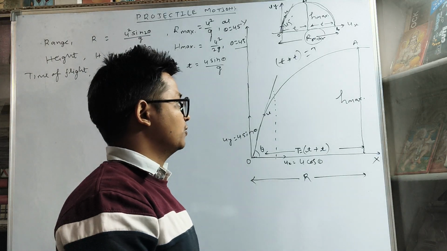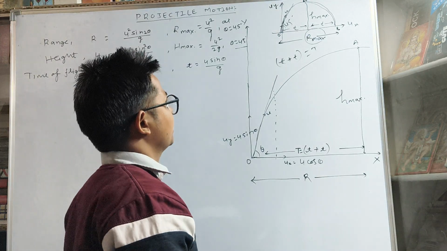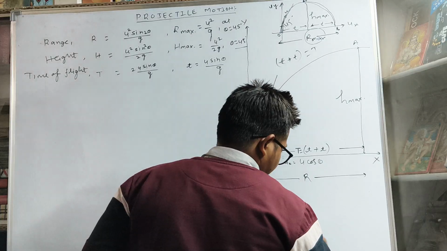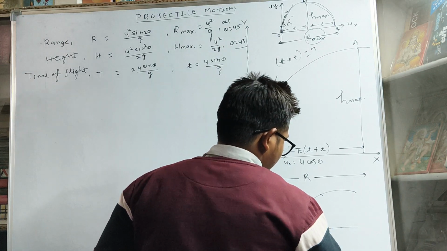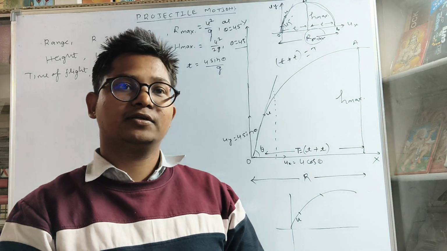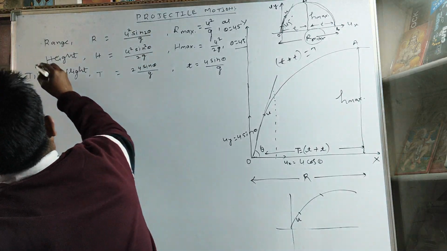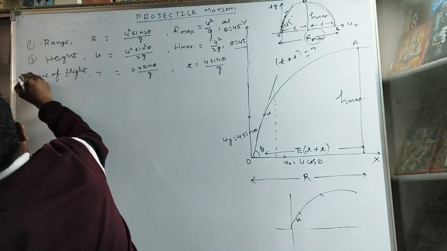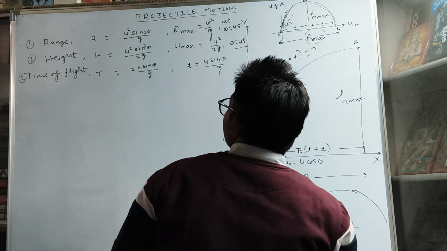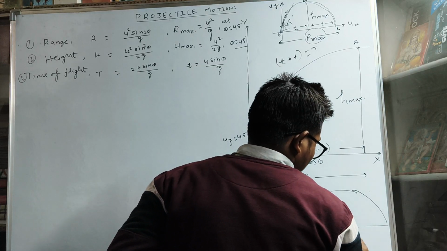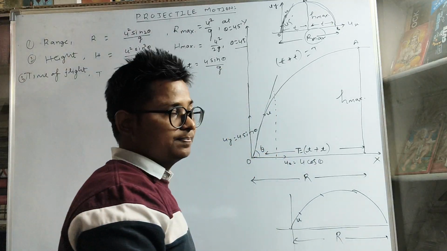If an object is thrown upward at an angle theta and it moves along a parabolic path, just like this, with initial velocity u, then this type of motion is defined as projectile motion. In projectile motion there are three main terms: range, height and time of flight. What is range? Total horizontal distance covered by the object is called range.